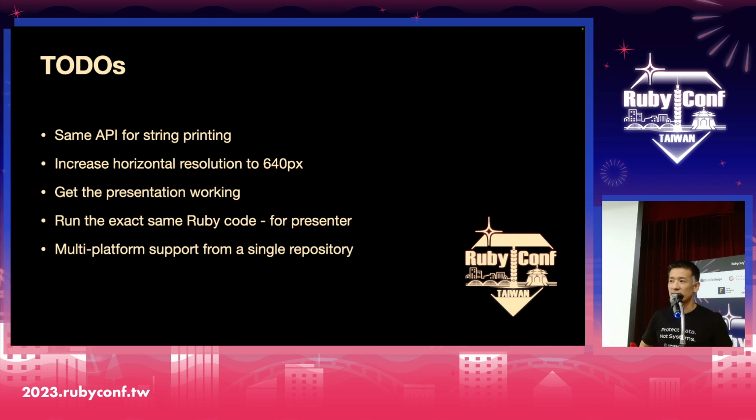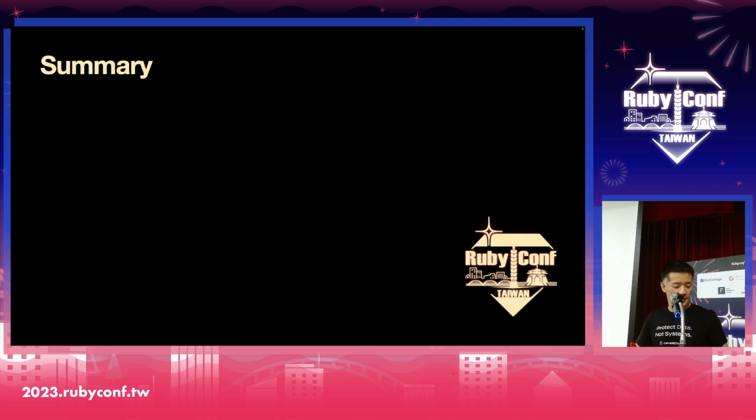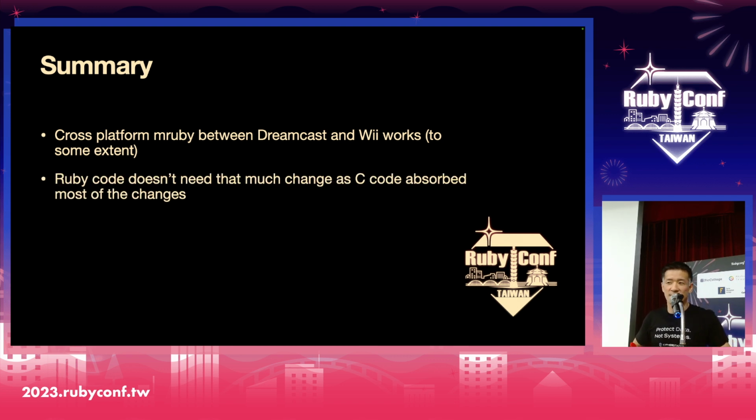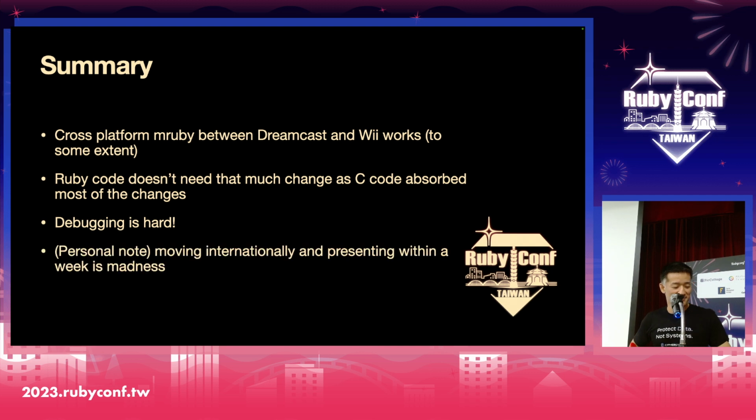Also, I'd like to have a single source and generate a Wii binary and a Dreamcast binary by changing the parameters. In summary, cross-platform kind of works, and the Ruby code did not have to change that much because the C changes absorb the platform differences. And debugging is hard. Also, just my personal note: moving internationally and presenting within the same week is just chaos. If anyone's thinking about that, don't do it.